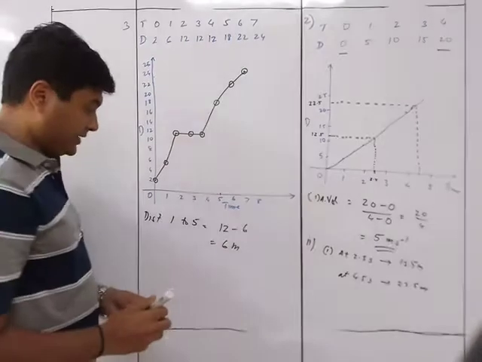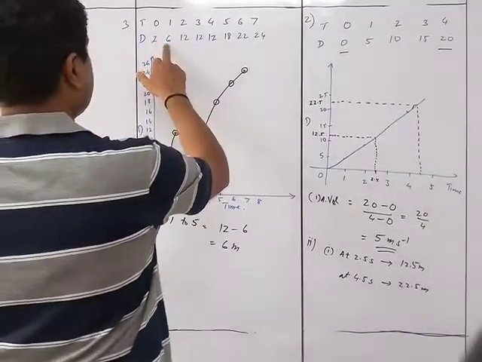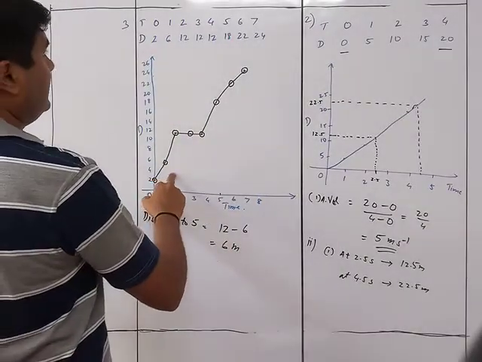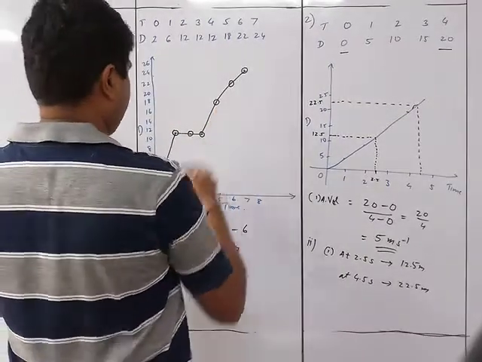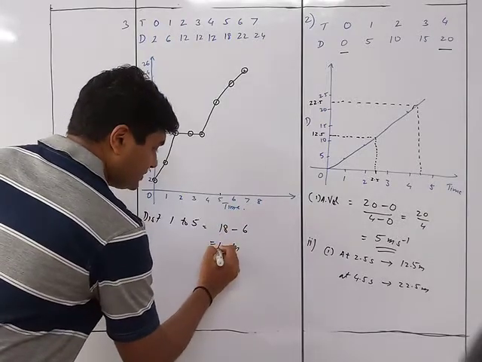Try to understand this thing. After 1 second it was at 6 meters and 5 is at 18. So 5 is at 18. So it is 18 minus 6. So it is 12 meters.